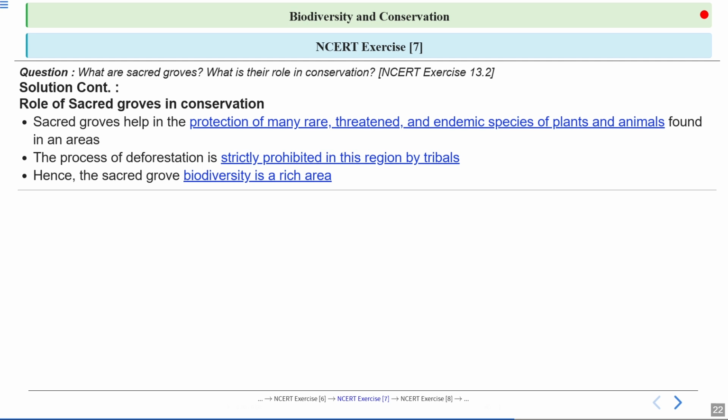Clear? So, because of the religious or cultural significance, the sacred grove has a high level of biodiversity, meaning it contains a wide variety of plant and animal species. Because all the endangered, rare, and endemic species are being preserved by the community there.